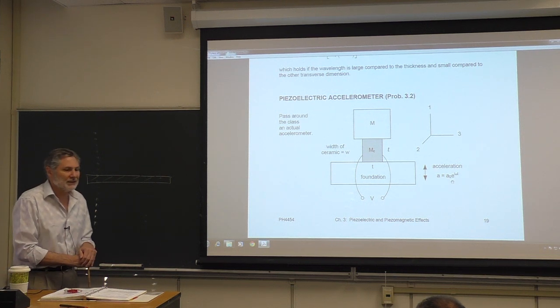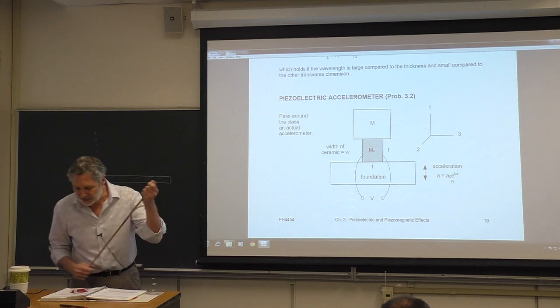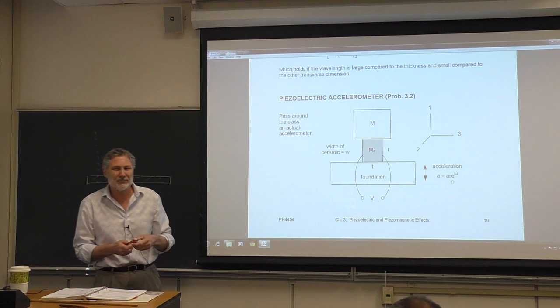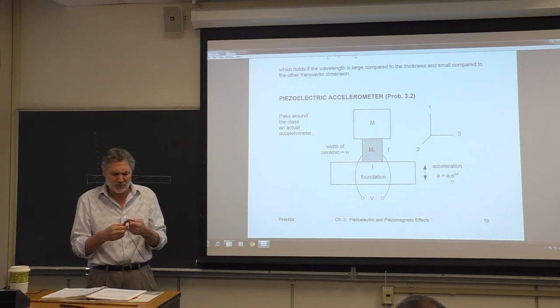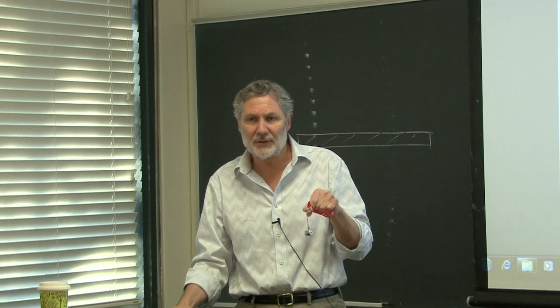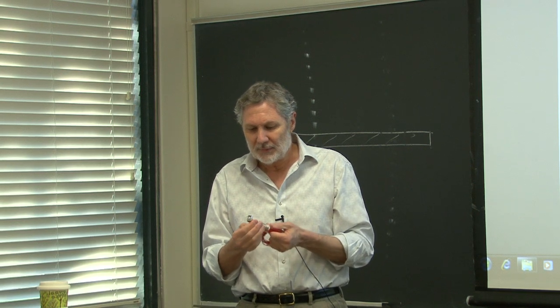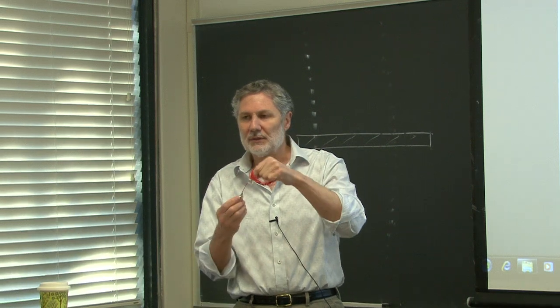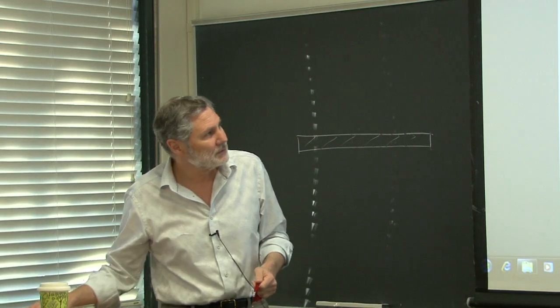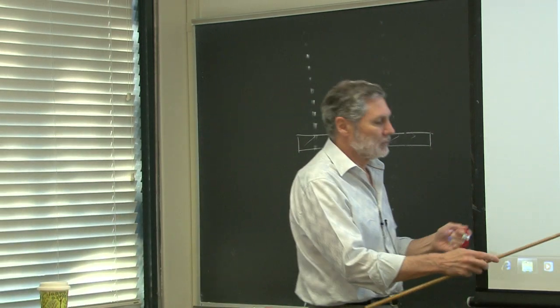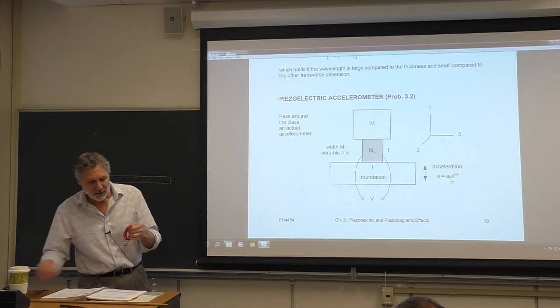So this is the standard accelerometer. Here's an example of one. This is an Endevco. Maybe you've heard of Endevco. They do a lot of work with the military. They make all kinds of transducers. This is a sort of typical accelerometer, and here's basically the idea of what's going on there. I'm going to pass this around the class.